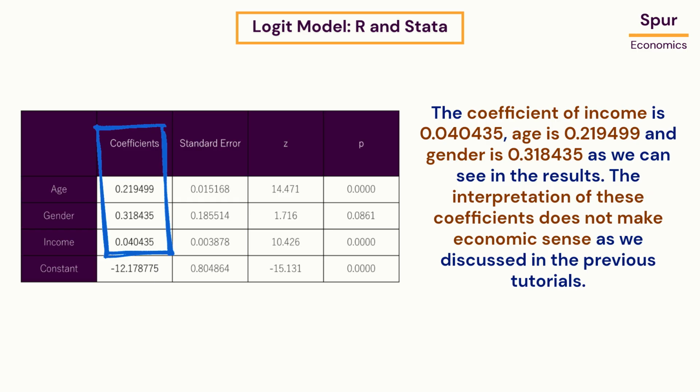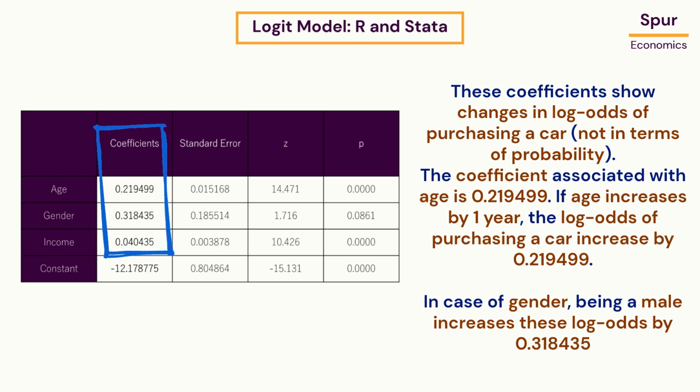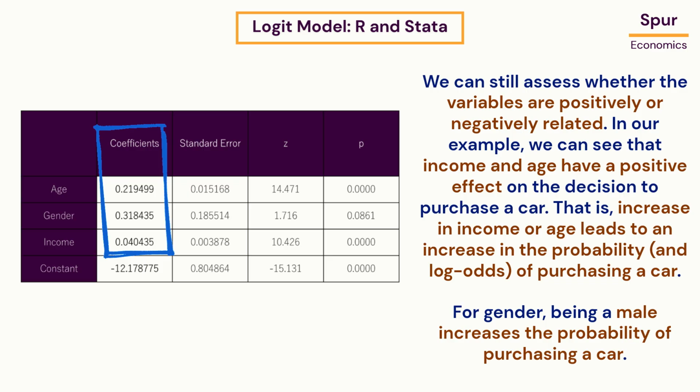The interpretation of these coefficients does not make economic sense as we discussed in the previous tutorials. These coefficients show changes in log odds of purchasing a car and not in terms of probability. For instance, the coefficient associated with age is 0.219499. If age increases by 1 year, the log odds of purchasing a car increase by 0.219499. In case of gender, being a male increases these log odds by 0.318435.